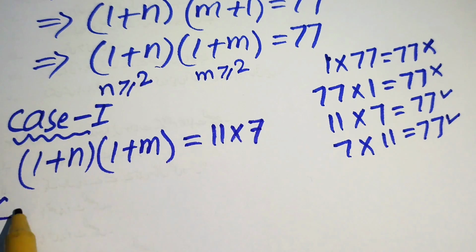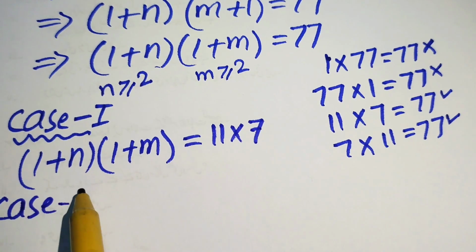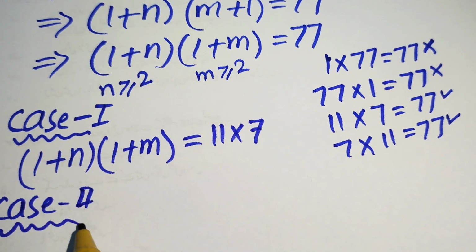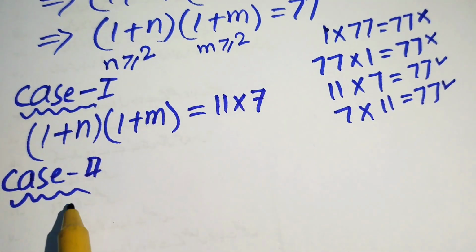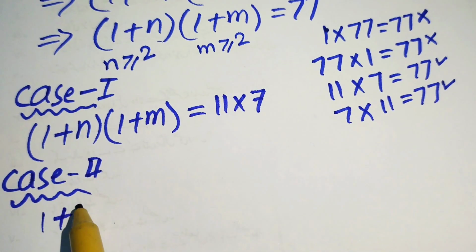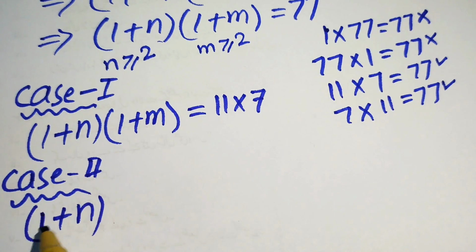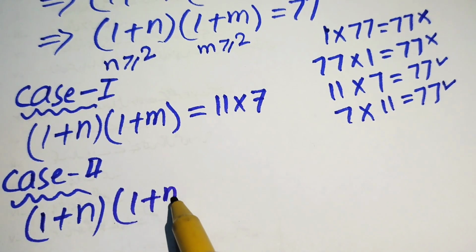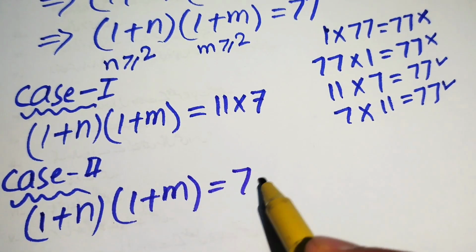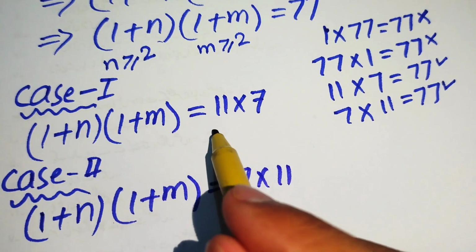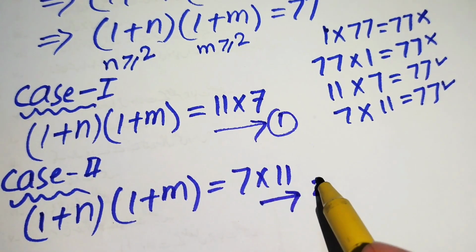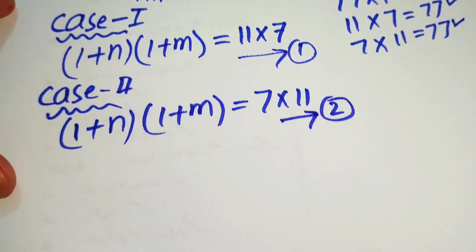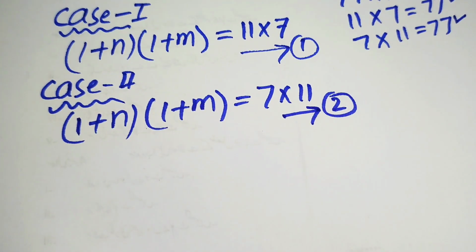Similarly, in case number 2 we replace the 77 by 7 times 11, and it becomes (1 + n) into (1 + m) equals 7 times 11. So we call this equation number 1, and we call this equation number 2. So now first we solve equation number 1.